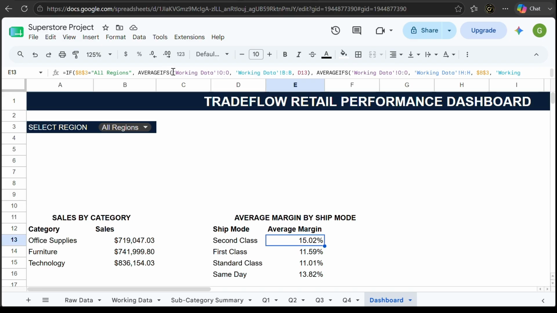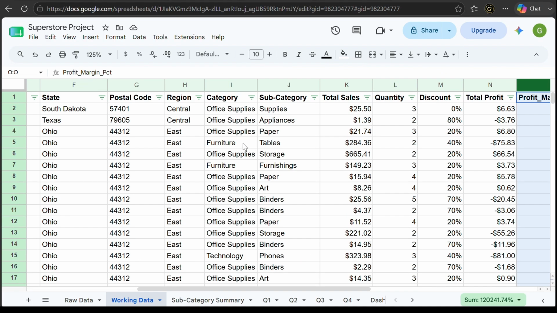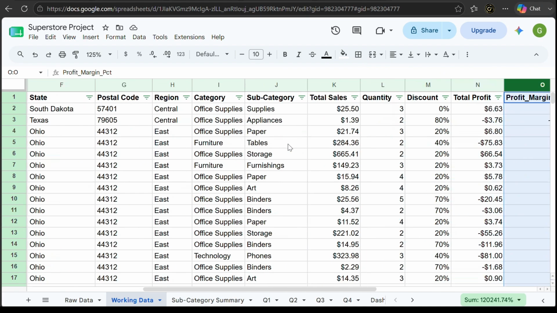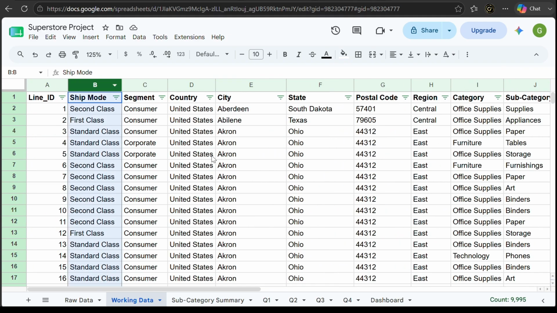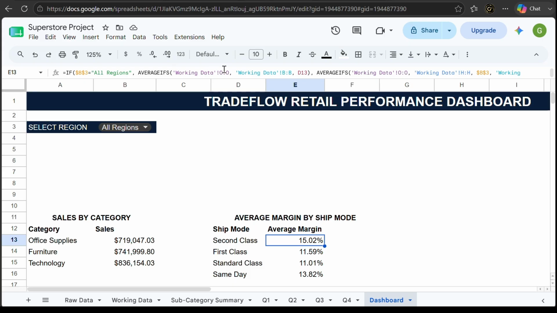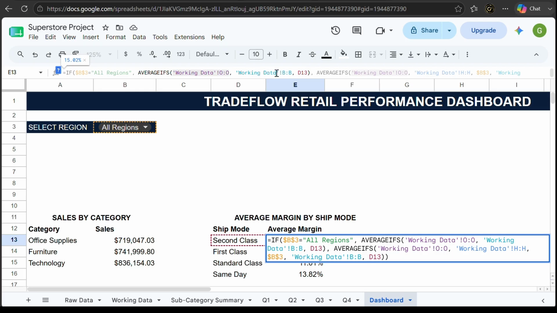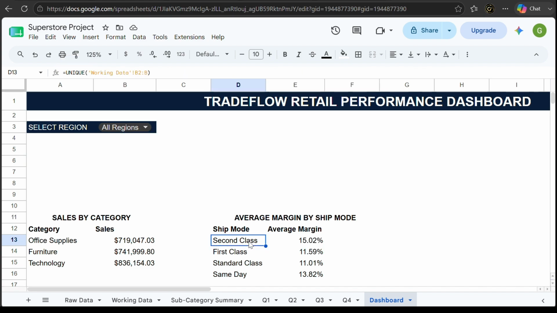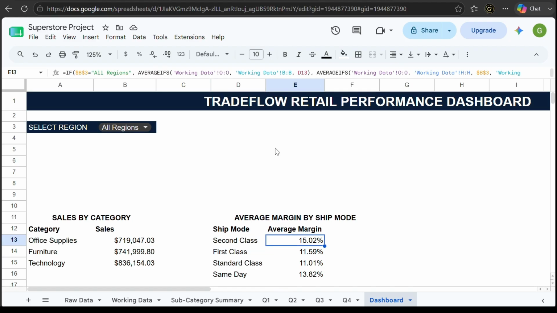Now we want to say, okay, the first case here is we want to go to our working data. What's in column O? What's in column B? Let's go back here. Our column O is profit margin percentage, and our column B is ship mode, right? We want to match the profit percentage for each of these ship modes. Say for example, pick out second class from the ship mode column, and get the average margin that is tied to that.